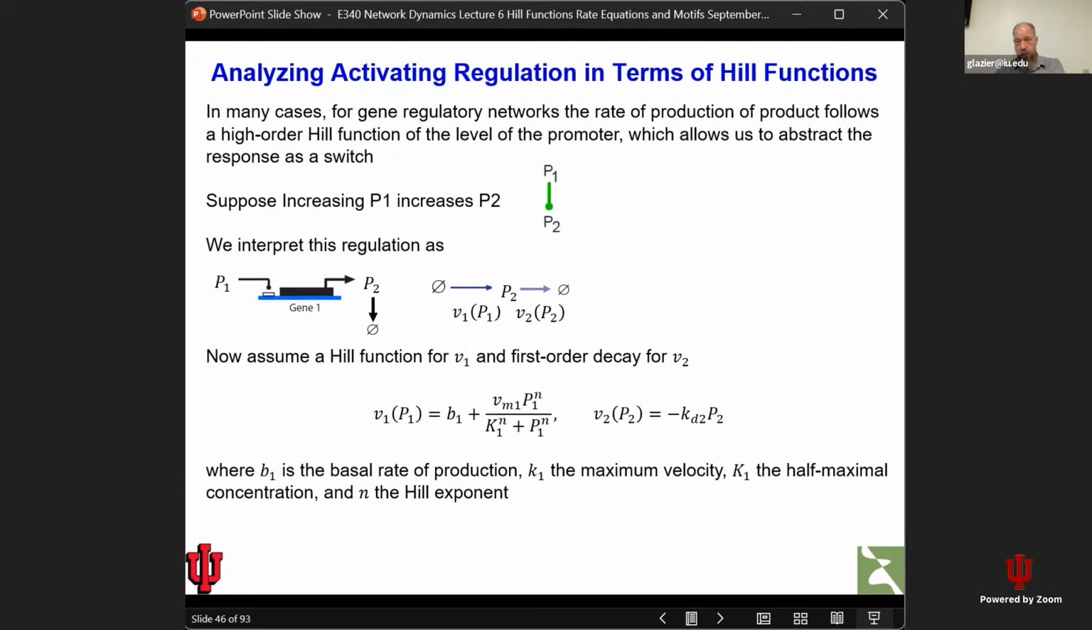Our decay will always assume first order decay. The rate of decay is some constant, K decay, times the concentration of P. In particular, at steady state, that means that the amount we're going to get will be V1 of P1 divided by KD2.